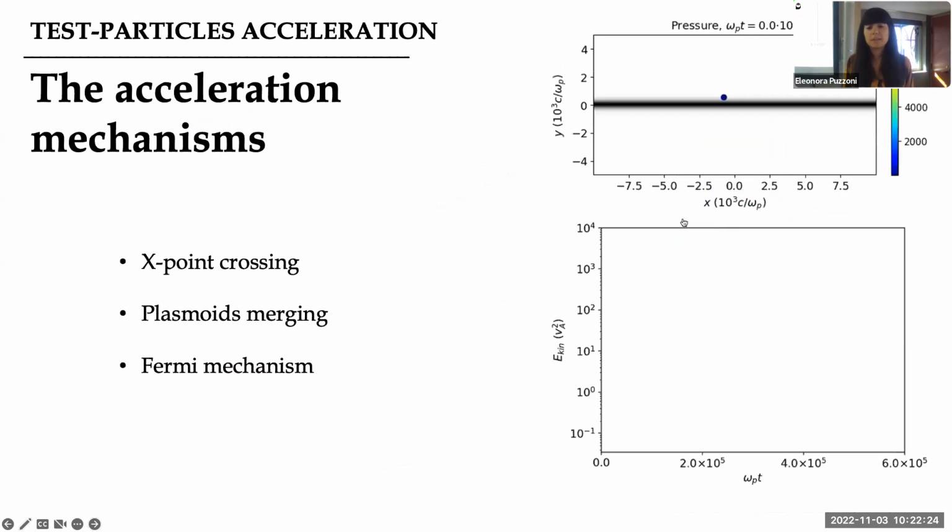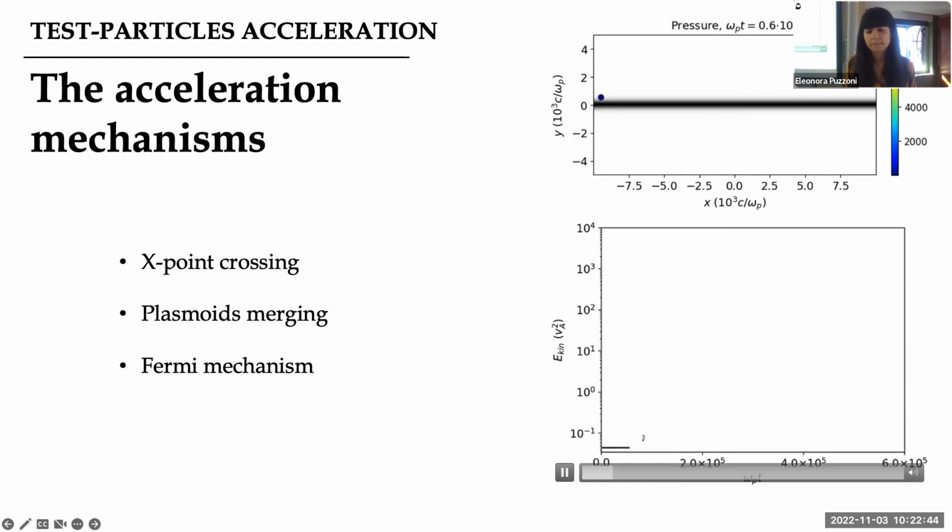Now, let's consider also the test particles that evolve concurrently with the fluid. Here in the top panel, you will see the plasma pressure evolution again in grayscale, with superimposed the most energetic particle position over time, colored according to its kinetic energy. In the lower panel, you will see the kinetic energy history of the particles.